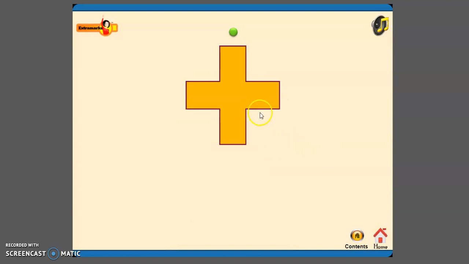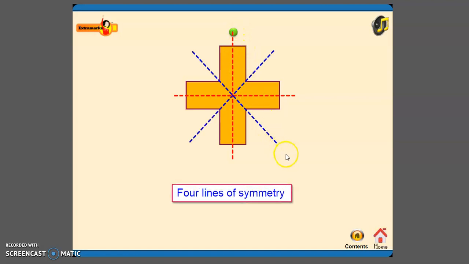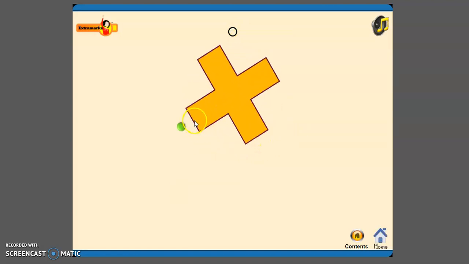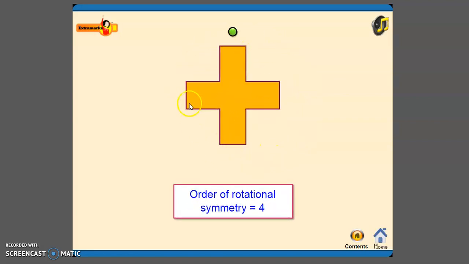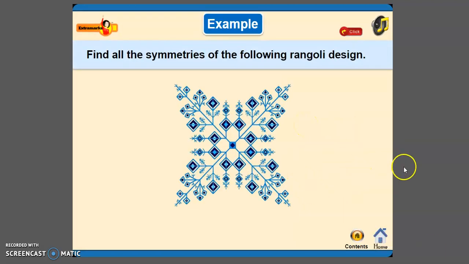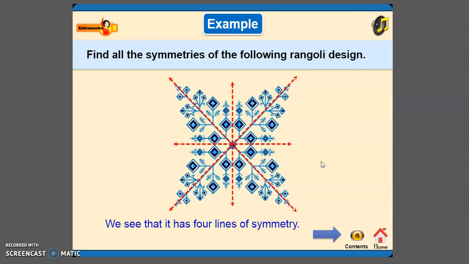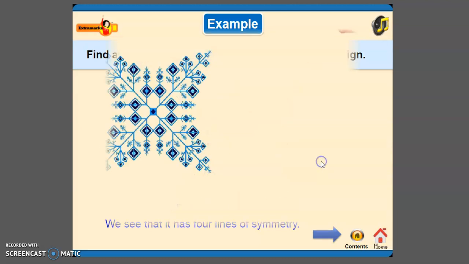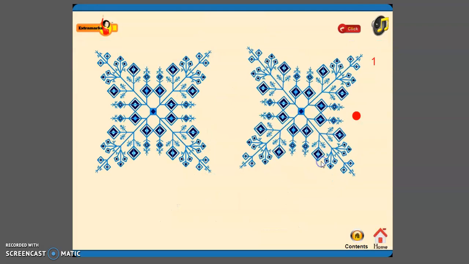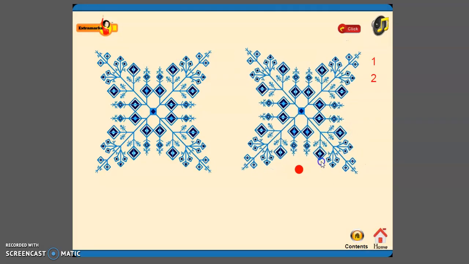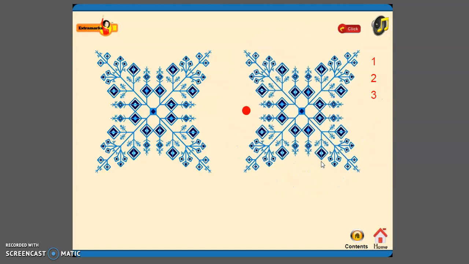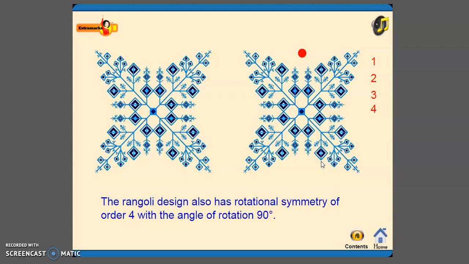Even the same way we have plus sign also. Here also it has how many lines of symmetry? 2, 3, 4. 4 lines of symmetry. What about rotational? 1, 2, 3, 4. So, it has order of rotation to be 4. Here this rangoli has how many lines of symmetry? 1, 2, 3, 4. 4 lines of symmetry. Now rotational symmetry, 1, 2, 3, 4. Sorry, order of rotation to be 4. Is it clear, children? So we will continue in next video.